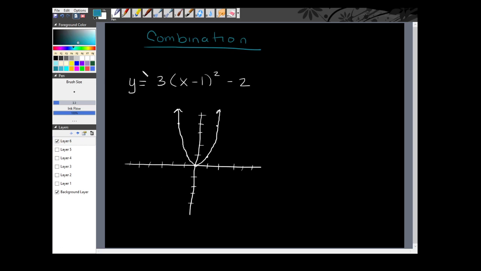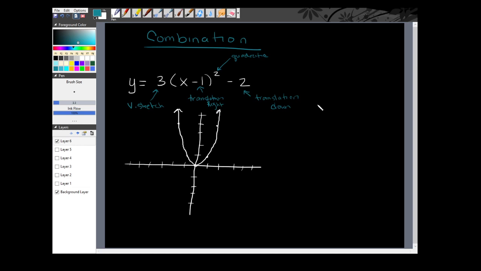So let's go ahead and combine them all. So here we are. I have a quadratic. I know that because of the square. This 3 is being multiplied outside the grouping symbol, so it's a vertical stretch because it's bigger than 1. This -1 is something being subtracted inside the grouping symbol, so this is going to be a translation to the right by 1. And then this -2 is outside the grouping symbol, so this is another translation, but it's going to be going down.